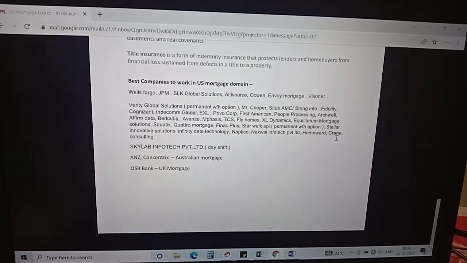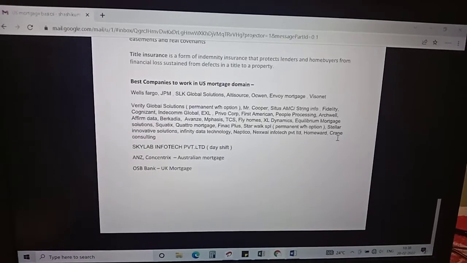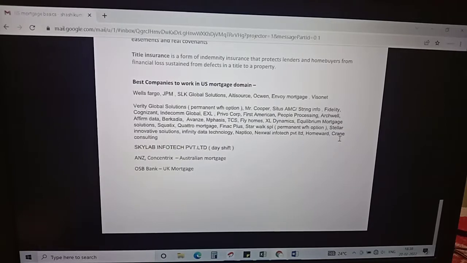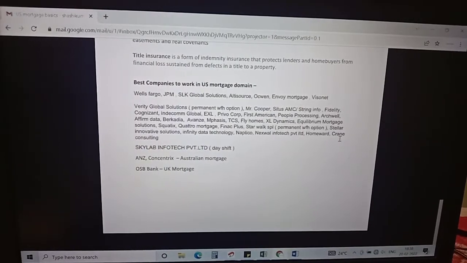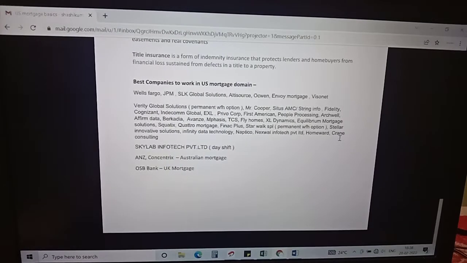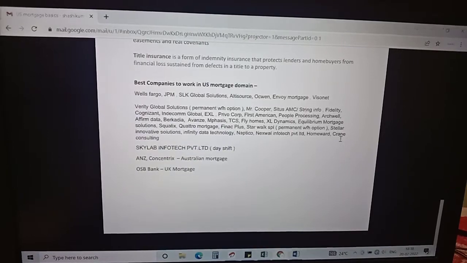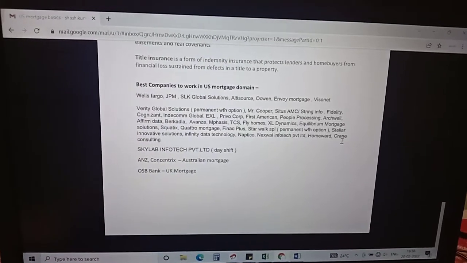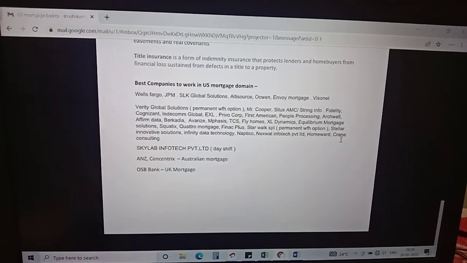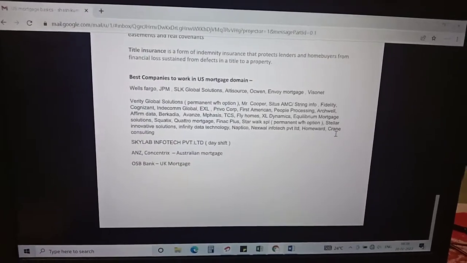And next, two other mortgage-related things are Australian mortgage and UK mortgage. Australian mortgage is a completely different process, not similar to US mortgage. ANZ and Concentrix have this Australian mortgage, where you'll have a morning 3 a.m. or 4 a.m. or 5 a.m. login. And OSB Bank, or One Savings Bank as it is also called, is into UK mortgage. So these are the mortgage-related information.